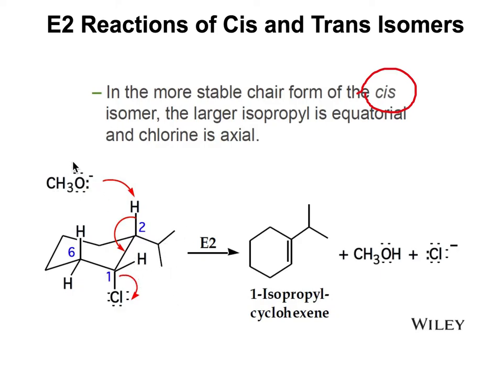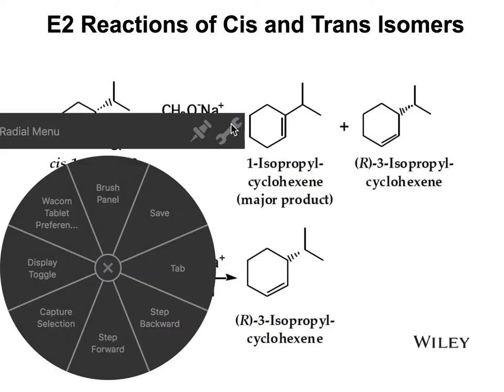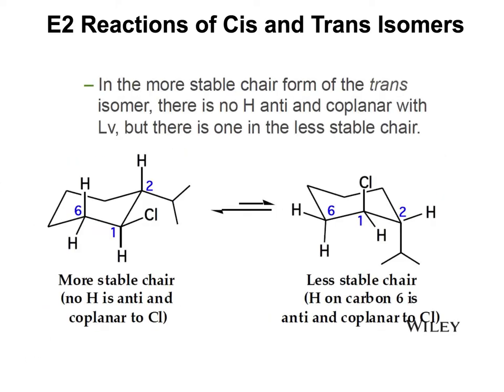In this case, the base can come, grab that hydrogen that is 180 degrees apart, and then that will collapse and the leaving group can leave. And that's how we get this molecule right here. Now, for the case of the trans, we have the isopropyl pointing down and the chlorine pointing up. So here we have the isopropyl pointing down and the chlorine pointing up.